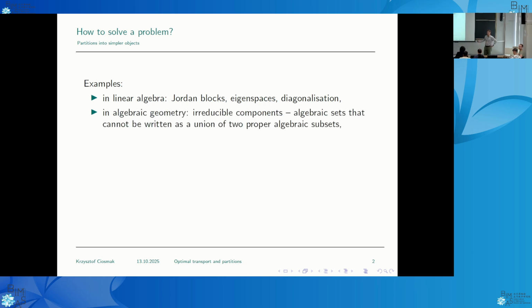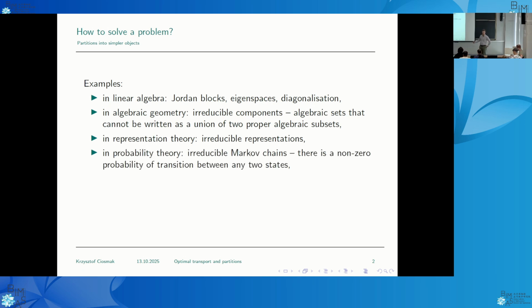In algebraic geometry, we have irreducible components, so the algebraic sets that cannot be written as a union of two proper algebraic subsets. In representation theory, we have irreducible representations. So if our representation is semi-simple, then it can be written as a direct sum of irreducible representations.